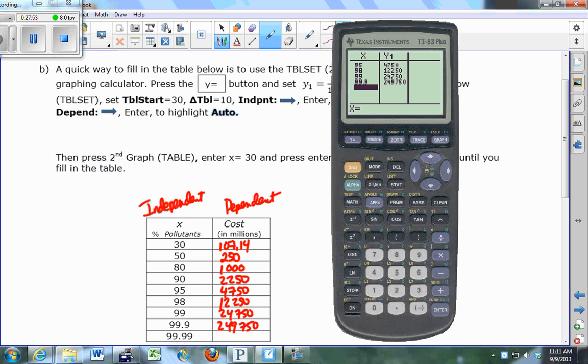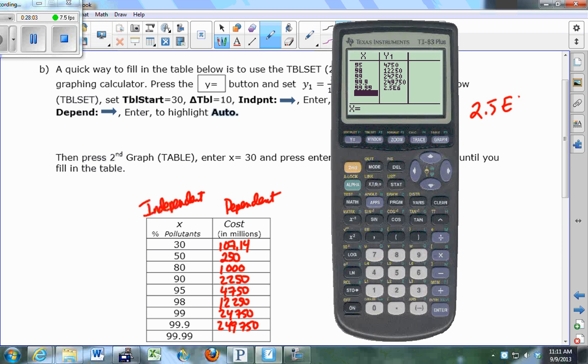249,750, and then 99.99. What does that mean? 2.5 E6. Austin? 2.5 times 10 to the 6. Right, this is how they write scientific notation. So 2.5 times 10 to the 6th. Okay? Huge! Huge. So what happens if I put in 100?